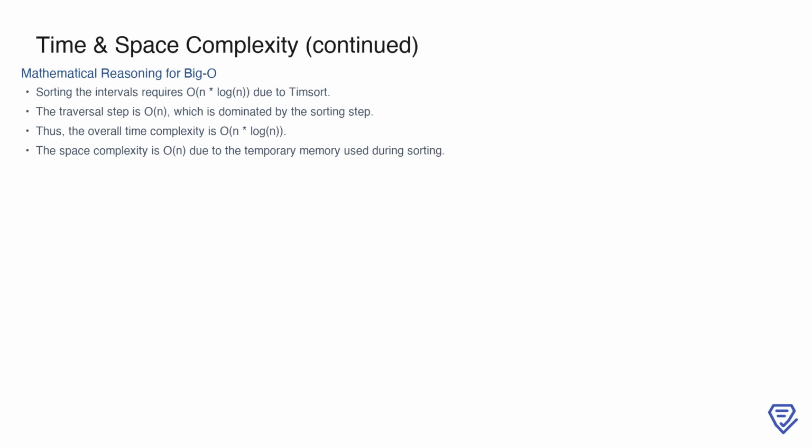To further solidify the reasoning behind the big O analysis, sorting the intervals is an O(n log n) operation due to the timsort algorithm. The subsequent traversal step, which evaluates each interval and calculates the minimum number of arrows, runs in O(n). However, since the O(n log n) sorting step dominates, the overall time complexity of the algorithm is O(n log n). On the space complexity side, the temporary memory used during sorting results in a space complexity of O(n). This balance of time and space efficiency makes the solution both practical and optimized for processing a large number of intervals.